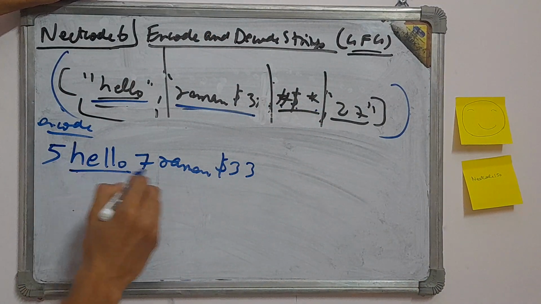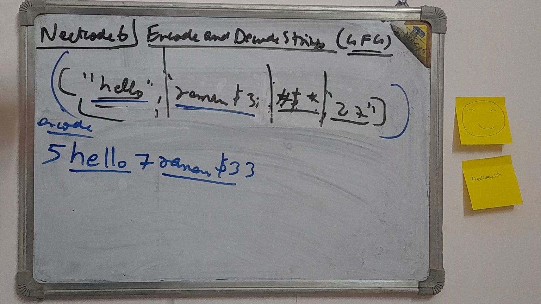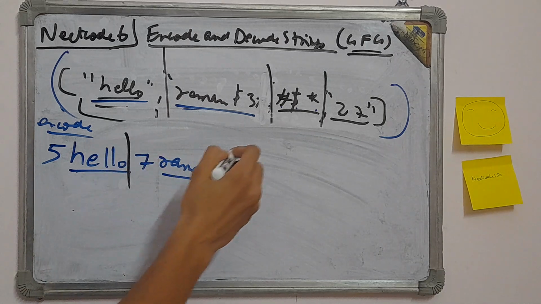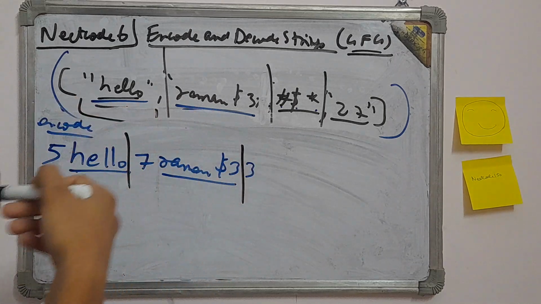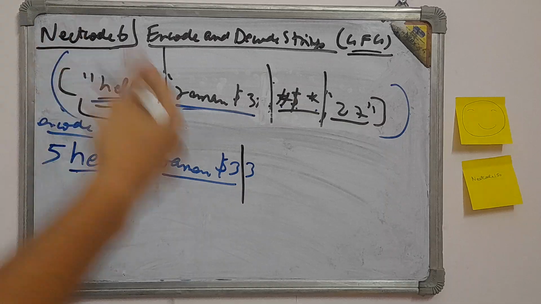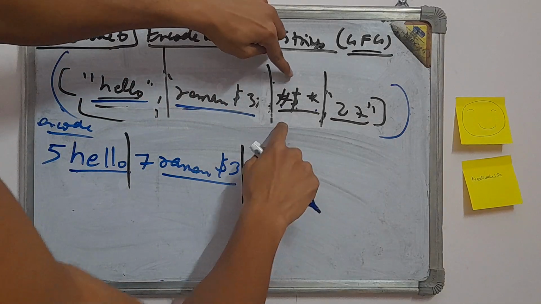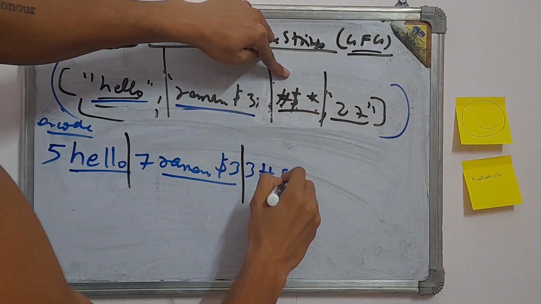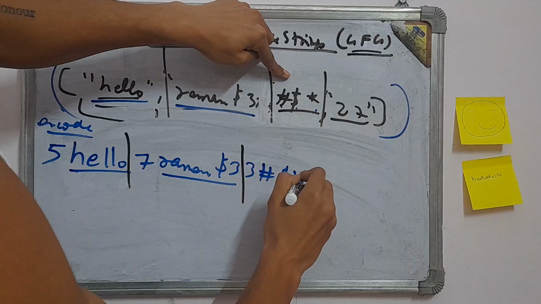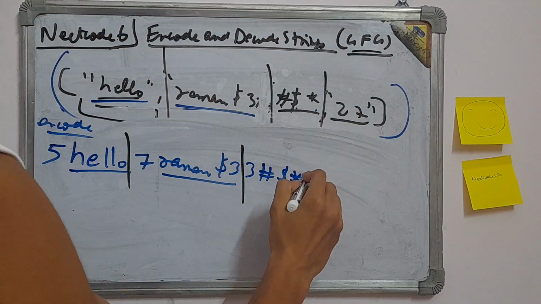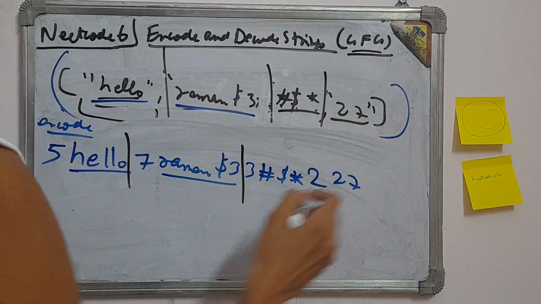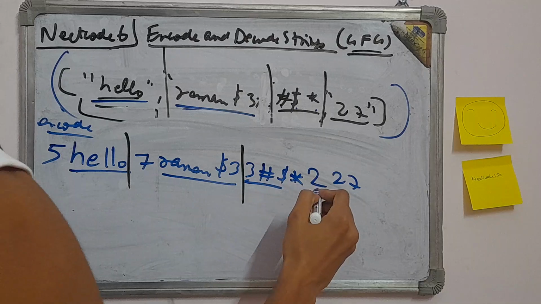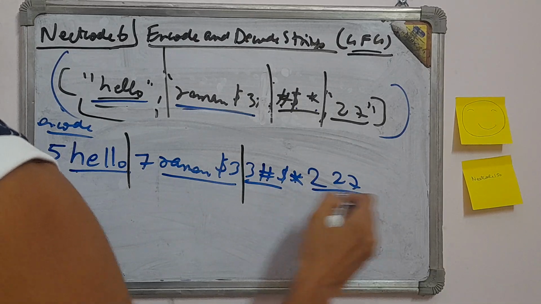Okay, this is first string, this is second string, and then third string starts from here. Let's make these divisions for our understanding, but they are not in the data. Okay, it is only so that we can see it. Then 3 length, and then we write hash dollar star, then we add 2 length, then we add 2 7. This is our third string, this is our fourth string.